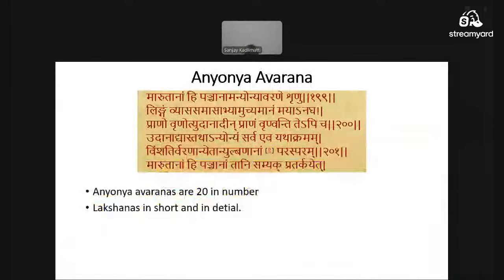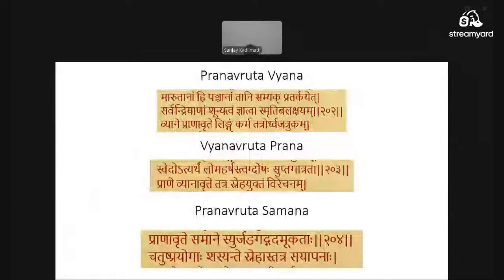So these unknown avaranas are 20 in number. Go fast, because these are all available in the books. You can read some lakshanas of these things. Pranavrita Vyana. But the most important thing is the clinical aspect. I was just questioned; I will tell all those things gradually.